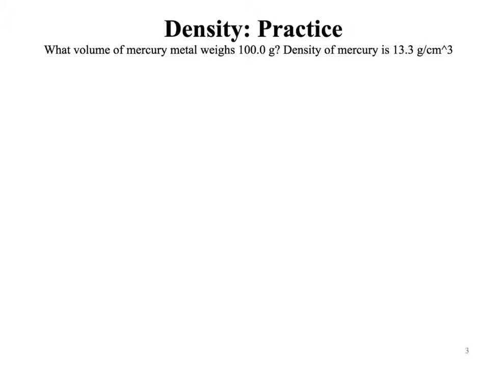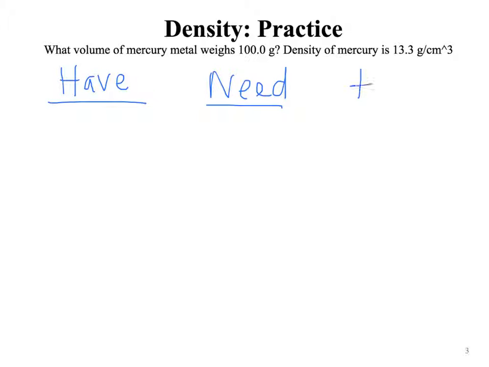So let's do some density problems practice. It says, what volume of mercury metal weighs 100 grams? Density of mercury is 13.3 grams per centimeters cubed. So let's talk about what we have. And in word problems in chemistry, you always want to figure out what you have and what you need. And then what I do is kind of brainstorm your toolbox. Basically, what are my tools that I can use to solve this problem?